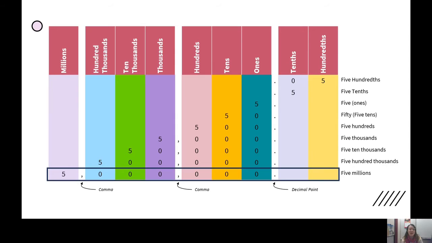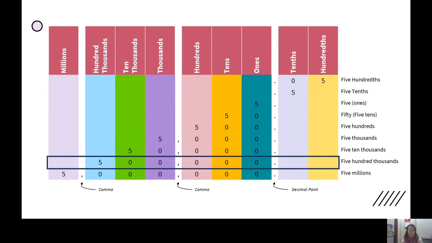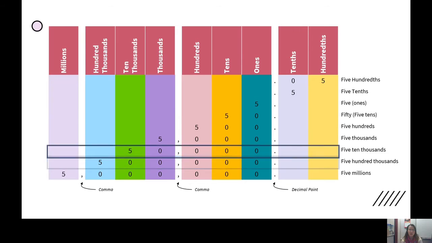So first here, we have 5 millions, or you could say 5 million, because the 5 is in the millions place, and then you have all those zeros at the very end there, followed by 500,000, 5 10,000s, or you could say 50,000, but we know that the value is that it is composed of 5 10,000s because we're going off of the base 10 value.